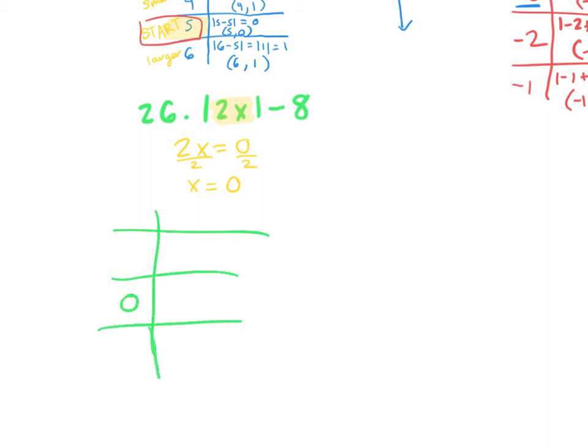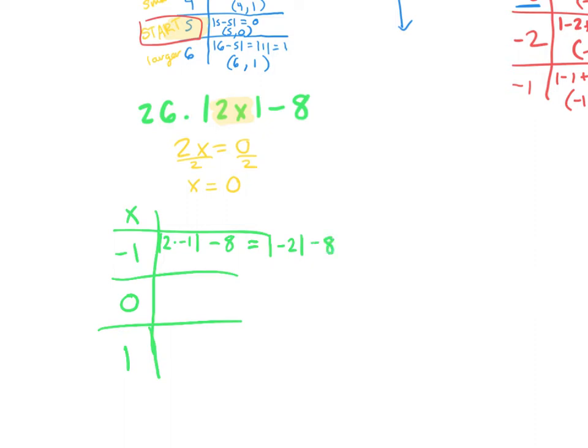Now we need a number bigger than 0 and smaller than 0. What's a number smaller? Negative 1. What's a number bigger? 1. And now we plug in. So we have the absolute value of 2 times negative 1 minus 8. What is 2 times negative 1? Negative 2. So the absolute value of negative 2 minus 8.